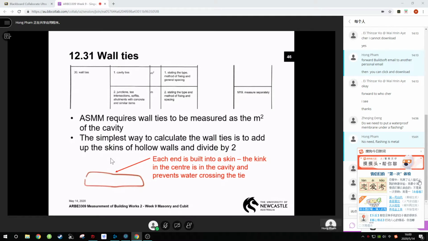If you can just make out in that photo of the wall tie, it comes along, it's got a little dip down in the middle. That goes down in the cavity. So one end gets built into the outer skin, the other end gets built into the inner skin. That little dip down bit in the middle goes in the middle of the cavity.